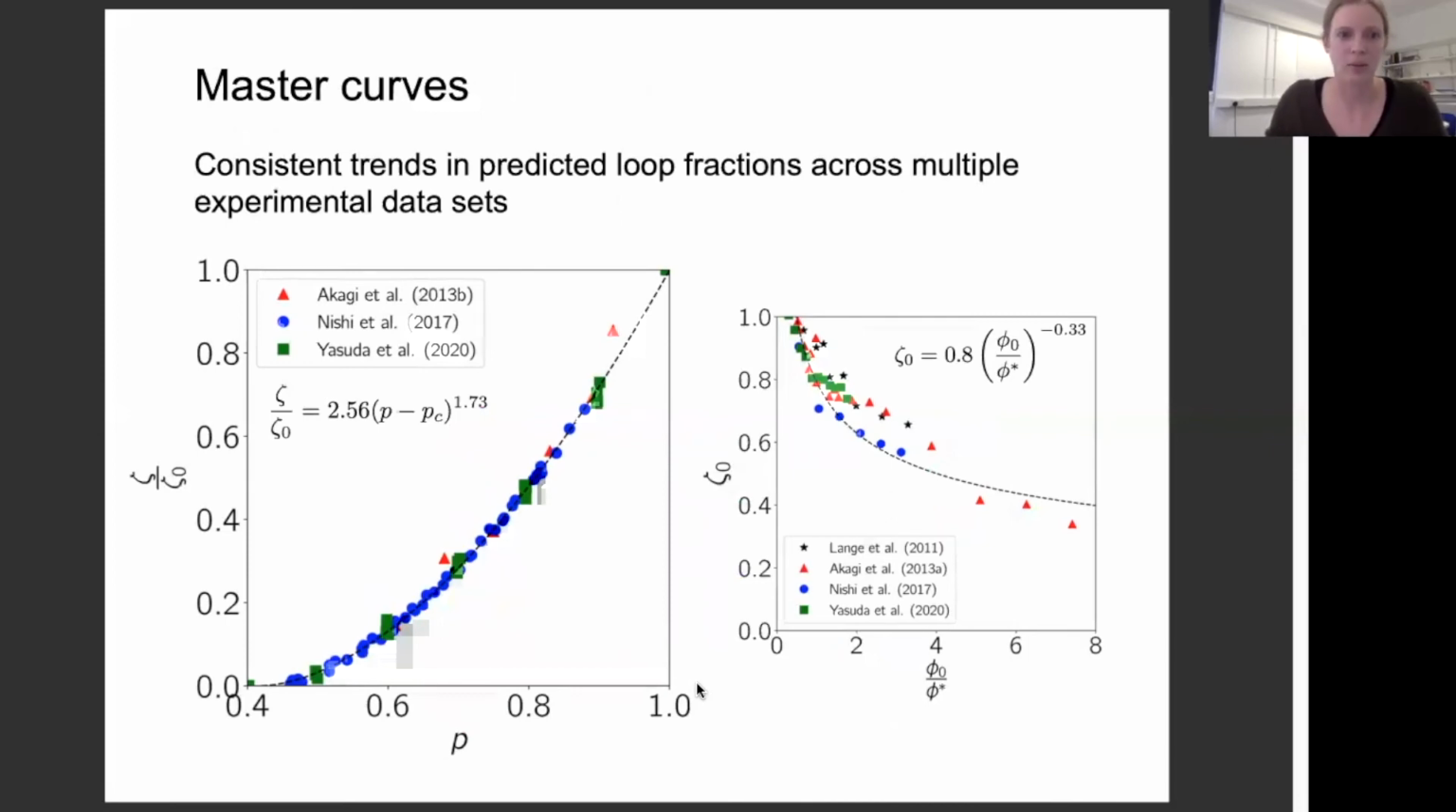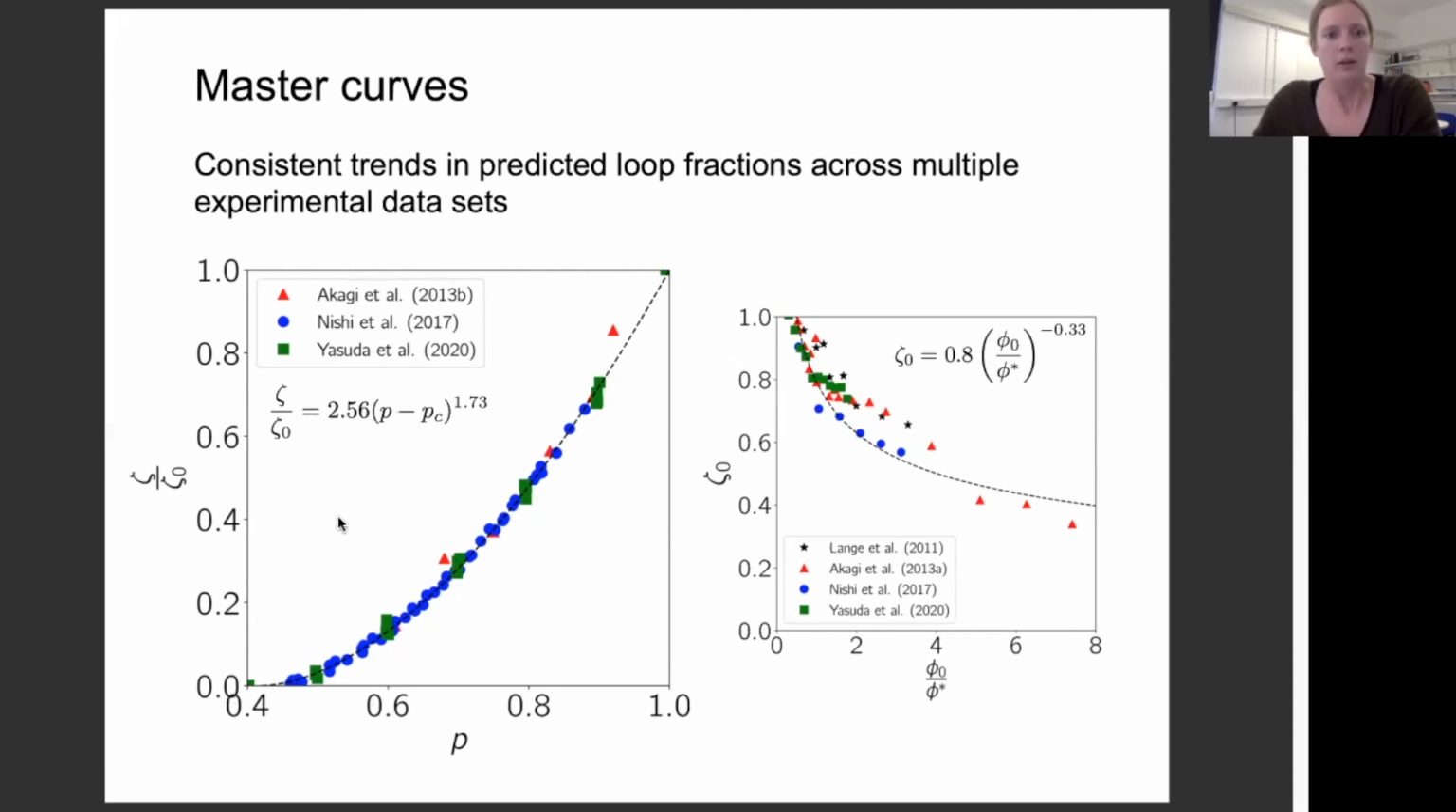We tried the same approach, and we collected all these points on a master curve to see if some common trend emerged, and that's the case. So for example, here you have the fitted loop fraction as a function of reaction efficiency, and here it's normalized by the loop fraction at full conversion, the value when p is 1. And you have that for different reports, and they all nicely collapse onto a single master curve.